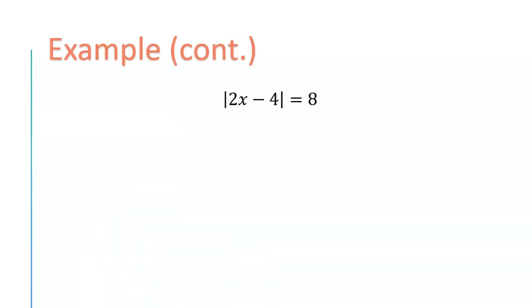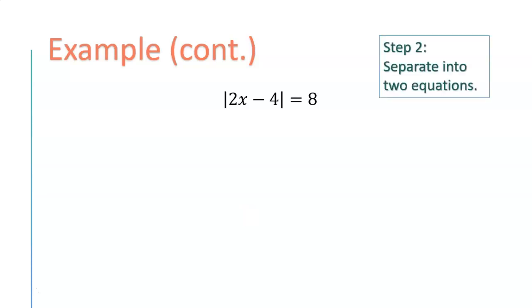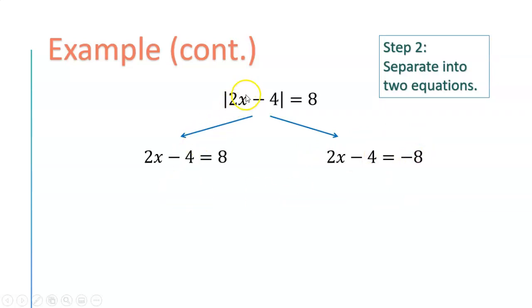Once I have the absolute value symbol all alone, I can do step 2, which is to separate into two equations. Because the definition of absolute value is the distance from 0, that's how you come up with your two equations. Because what two numbers are 8 spaces away from 0? They will be 8 and negative 8. So I rewrite whatever is inside the absolute value on the left side, and then using the definition of absolute value, I know that my two equations either equal 8 or negative 8 because those are the two numbers that are 8 spaces away from 0.